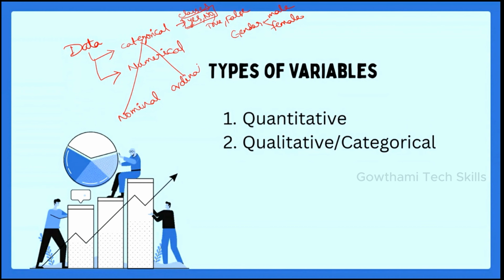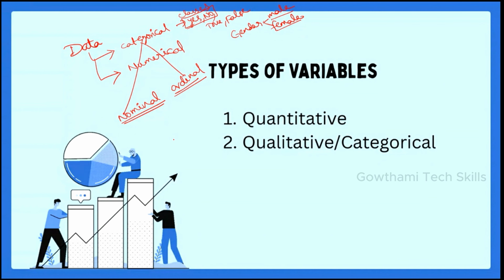What is meant by nominal and ordinal? For nominal, there is no significance to the value, meaning there will be no order. For example, will you be able to order these two values, like male should come first and female last, or female first and male last? No. So there is no order for the values. That type of category we call nominal values.